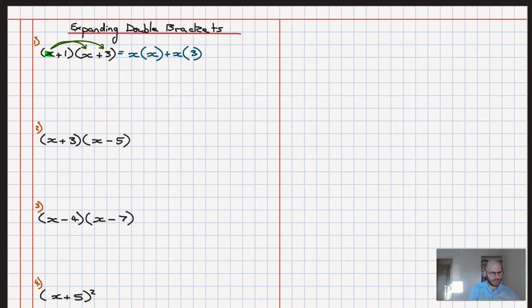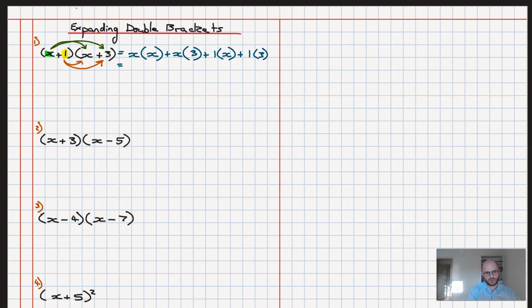Okay, now looking at the second term in our first bracket, we have the plus 1. We're going to do something similar in that we get our plus 1 and multiply it with the x, then multiply it with the plus 3. So that's going to look like 1 times x, plus 1 times 3.